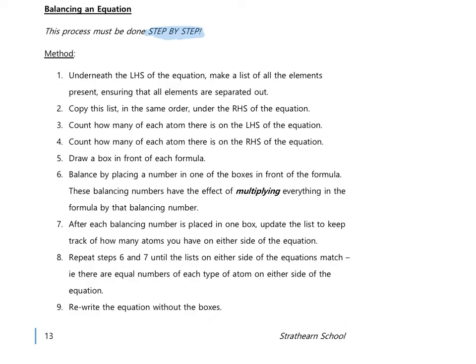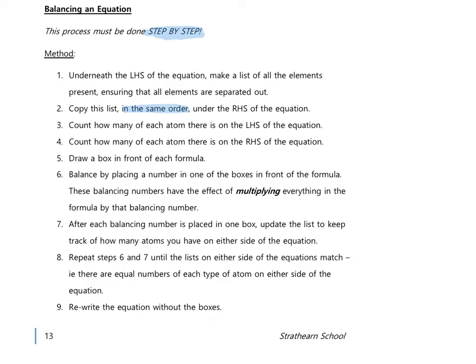So what we do on the left hand side is we make a list of all the elements present, ensuring that all the elements are separated out. We copy this list in the same order. It's just so much easier to do it if you do it in the same order under the right hand side of the equation. Count up how many of each type of atom there is on the left hand side of the equation, and count how many of each atom there is on the right hand side of the equation.